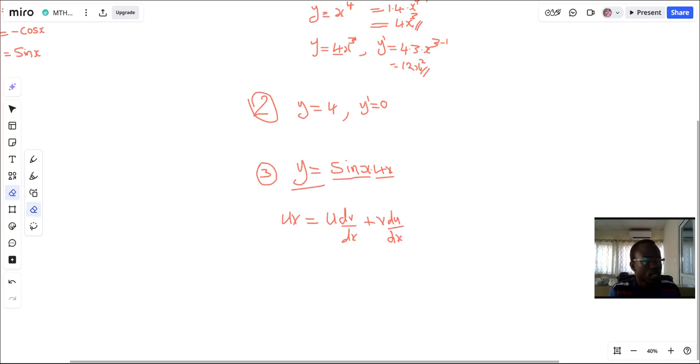Which means if you have a function, you have to first identify what is your u, what is your v. So let's look at this one. Therefore y prime is equal to, okay, we have to identify y. u is equal to sin x, and v is equal to 4x.